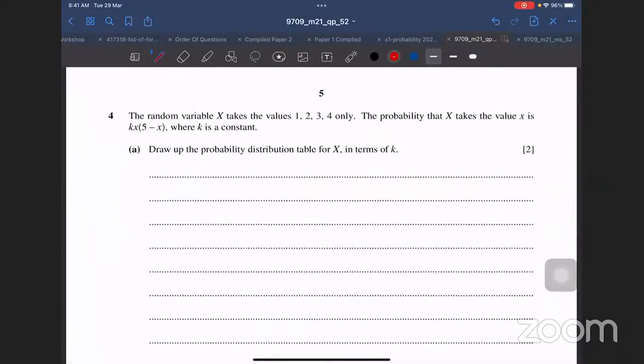And it says the random variable x takes the value 1, 2, 3, 4. This is about probability distributions. It can take on the value 1, 2, 3, 4. So I'm going to draw a table that has x values from 1, 2, 3, and 4.